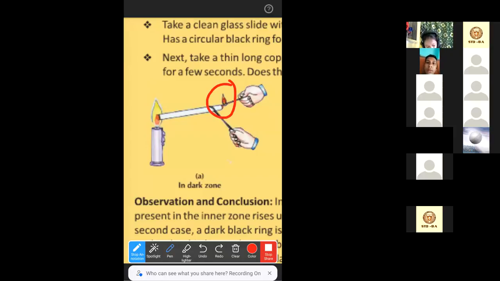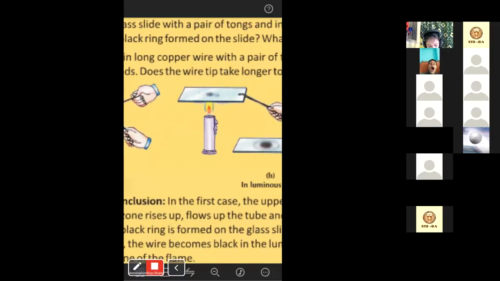Did you understand it or not? So if you keep anything burning here, the wax vapor will flow through the tube, and it will serve as a fuel, and it will help this substance to keep burning. Now in the second part, what happened?